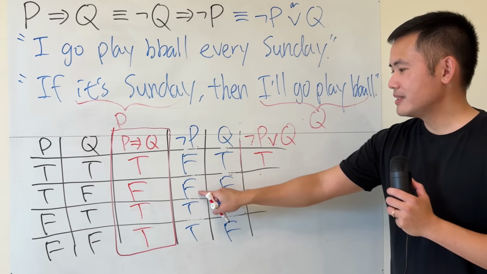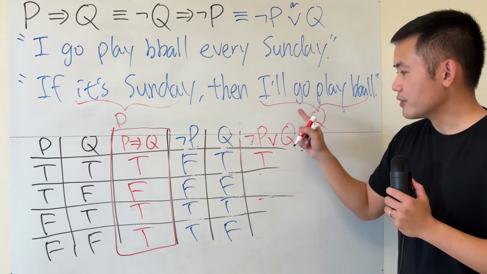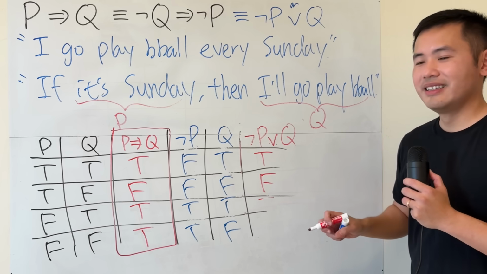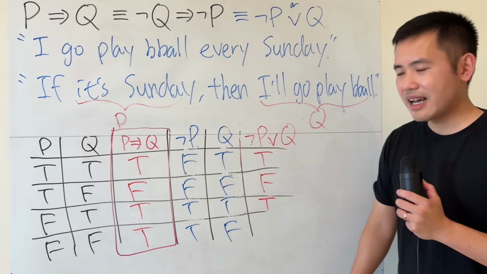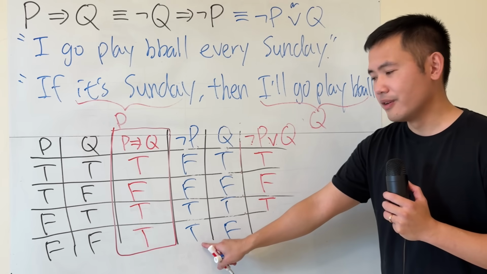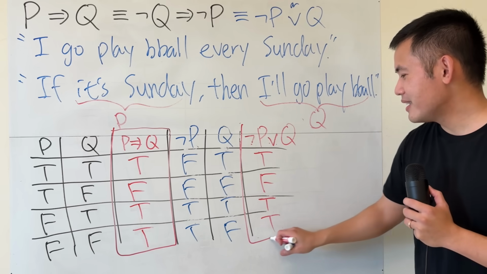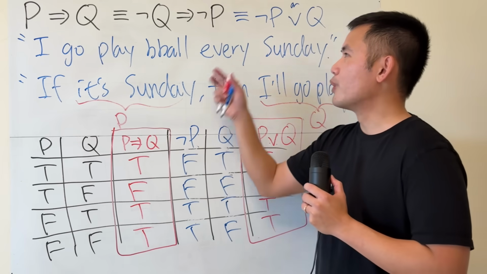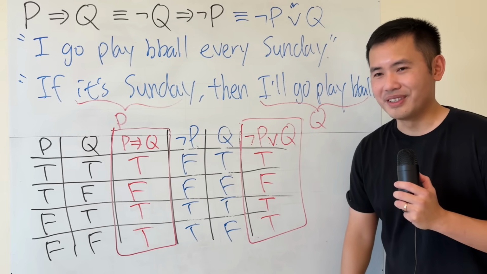Next, false and false. When we have an or statement and both of them are false, the whole thing is false, so this right here is false. Next, we have true or true. Of course, that's going to be true. Lastly, true or false. As long as one of them is true, the whole thing is true. So have a look. This right here is once again logically equivalent to the original. So of course, it's also equivalent to the contrapositive. So they are all logically equivalent.